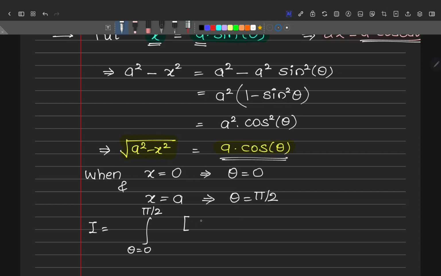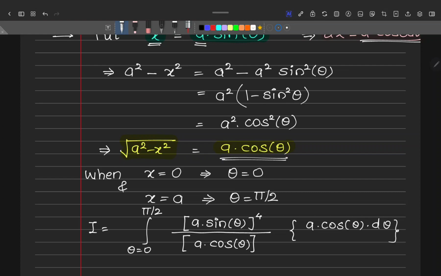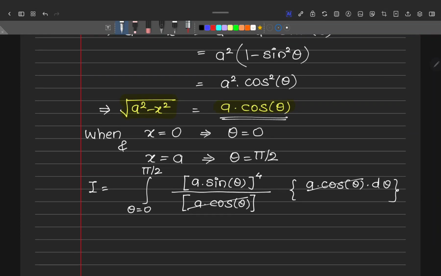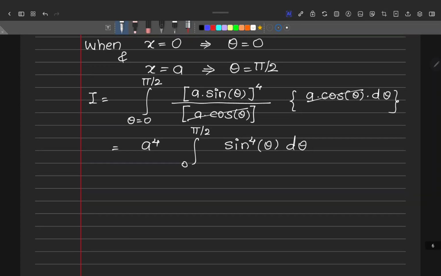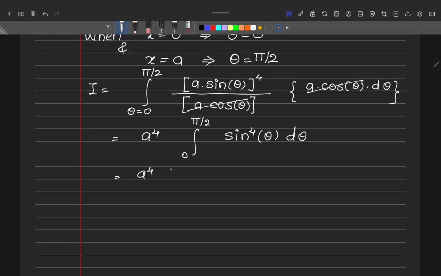So what is your numerator? It was x raised to 4. We put x is equal to a sin theta, so it will be a sin theta raised to 4. The denominator term is square root a square minus x square, and we take it as a cos theta. The value of dx is equal to a cos theta into d theta. So after simplification, we get a raised to 4 outside the sign of integration, and the integration of sin raised to 4 theta d theta. So we apply the reduction formula here.